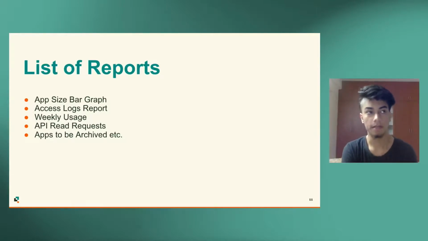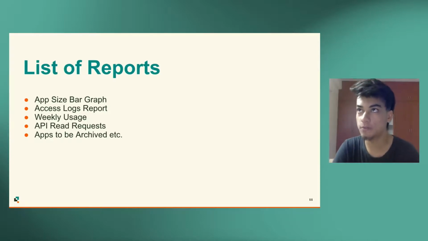For example, in a particular use case in Quickbase, there was a high priority application which required the weekly usage metric to be extracted, and we just put a filter and extracted that report, and it was very useful for the team in the end. Then there are API read requests, how those are created over time and how APIs are being called through apps. And apps to be archived is also something Mondelez was working through.